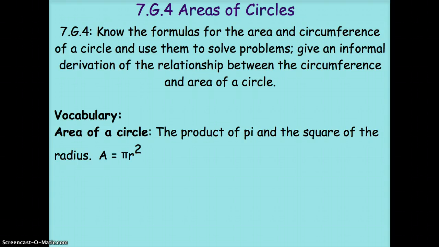For our vocabulary today, we simply have area of a circle, the product of pi and the square of the radius. And that formula is A equals pi r squared. Please make sure you write down this formula, circle it, star it, do whatever you need to do to make sure you remember it. I would definitely put it in a little bubble.